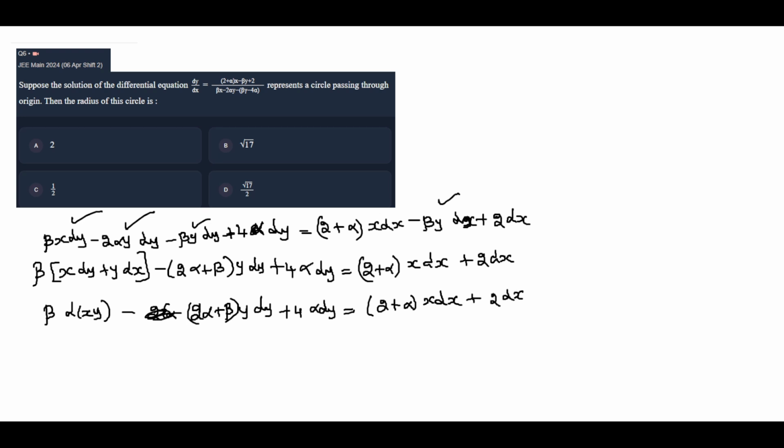Now integrating it, so beta xy minus 2 alpha plus beta into y square by 2 plus 4 alpha y, which is equal to 2 plus alpha into x square by 2 plus 2x.